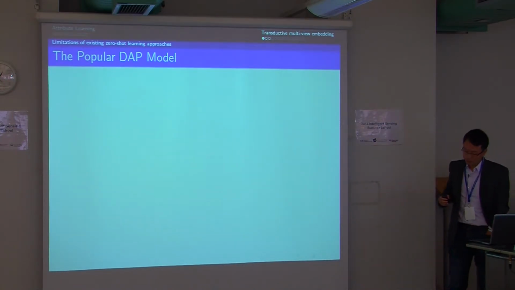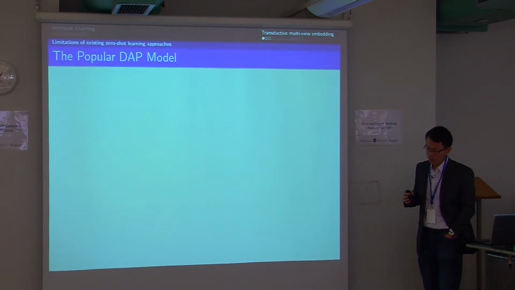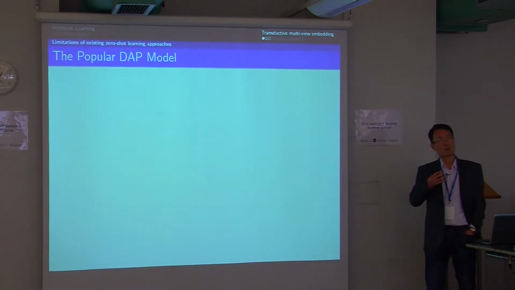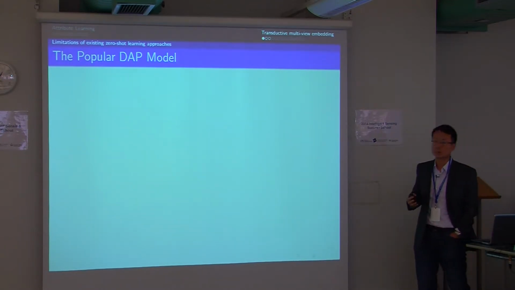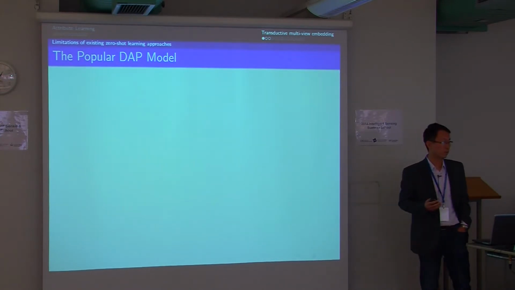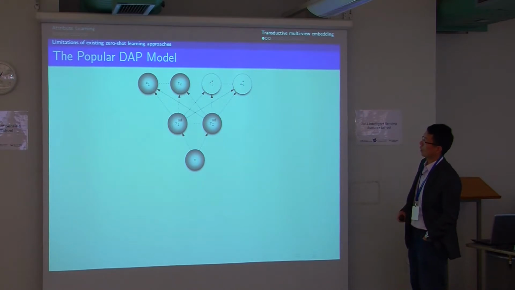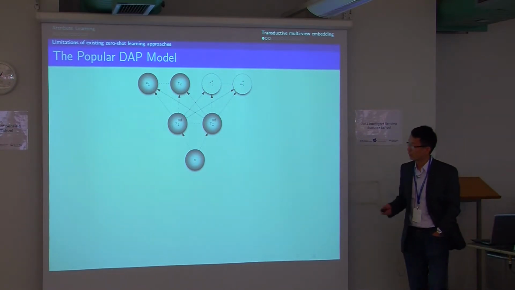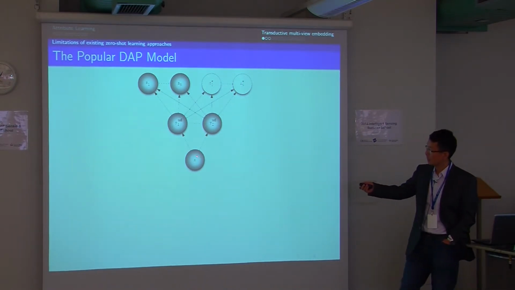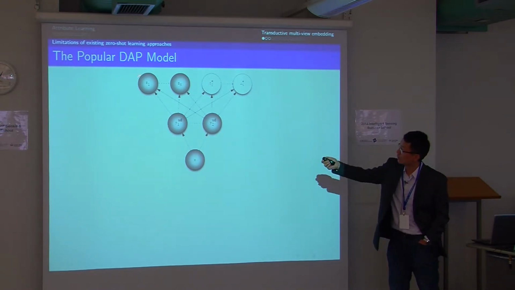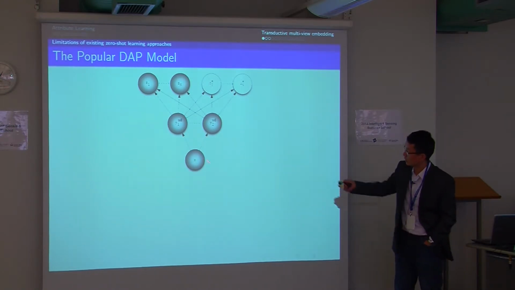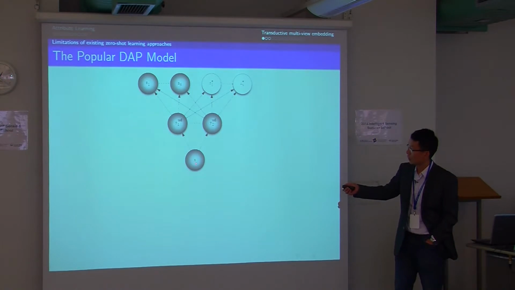Okay, so for the conventional attribute learning approach, there are many different models, but one of the most popular ones is called DAP. DAP stands for Direct Attribute Prediction. So what does DAP mean? This is the graph I have shown before. The idea is that I have some training data. These are my training data. This is the low-level feature.